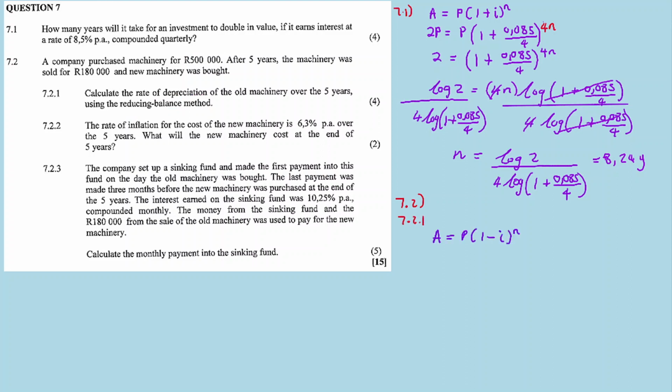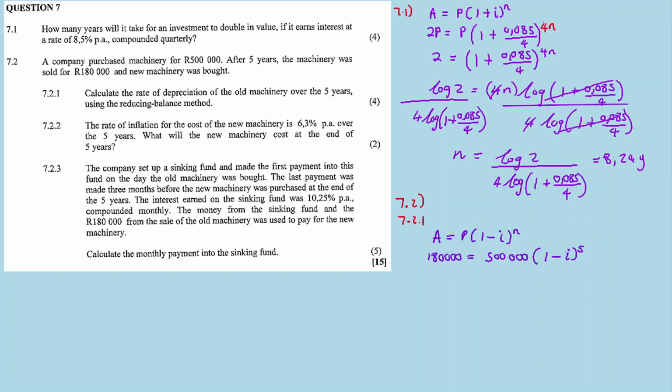So now, 7.2.1, this is the reducing balance method. It's basically the same as the compound interest formula, but there's a negative sign in the bracket. Then we substitute again. We must substitute 180,000 rand as the accumulated value or the future value. The present or the purchase amount is 500,000. 1 minus i, unknown, as from the calculator, raised to the exponent 5 years.